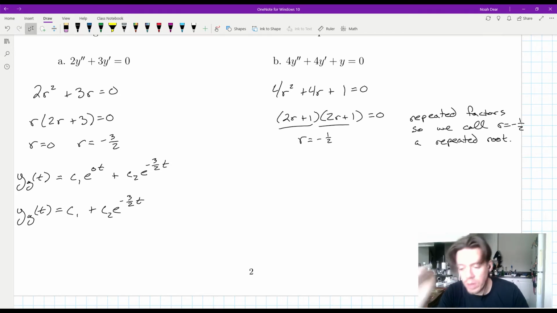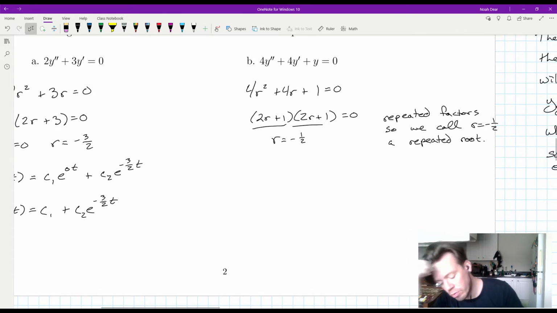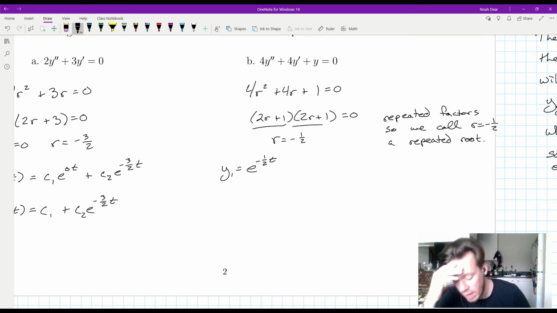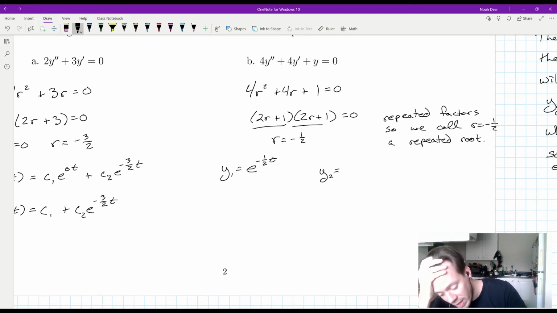All right, so we want to figure out what our two linearly independent solutions are. So what we do when we have a repeated root is we have our first linearly independent solution of e to the negative 1/2 t, just like we would expect. And then the second one will be y2 equals t e to the negative 1/2 t.